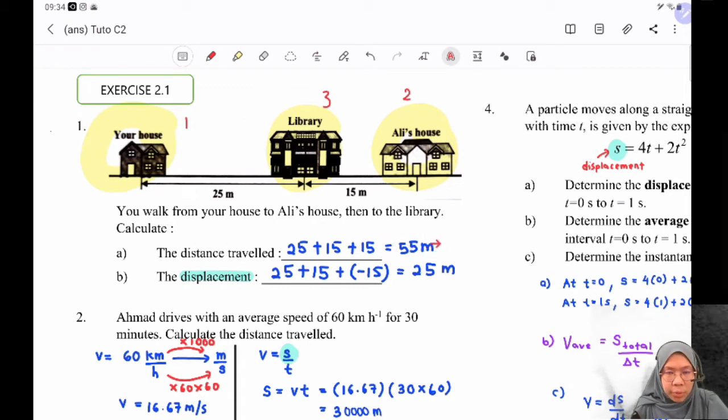Right, then we go to displacement. Kalau displacement melibatkan direction. So cara dia adalah 25 positif tambah dengan 15 positif, and then dia patah balik ke kiri, so negatif 15. So the total displacement is 25 meter. Okay, kalau awak masih ingat, saya kata displacement adalah sesaran. Dia akan fokus from the initial point directly to the final point. So kita tengok distance di antara initial dengan final point adalah 25 meter.